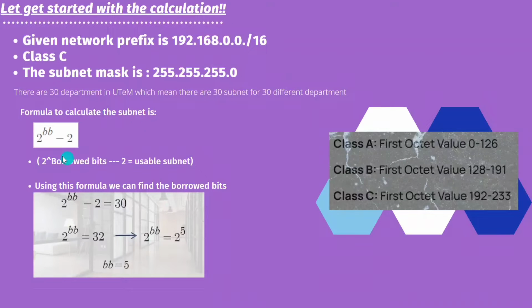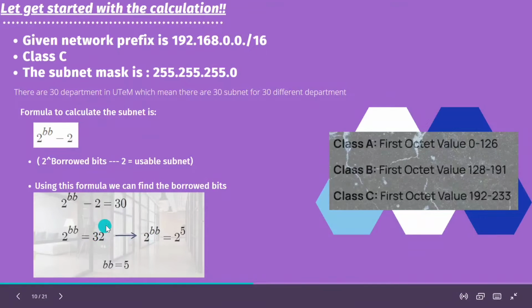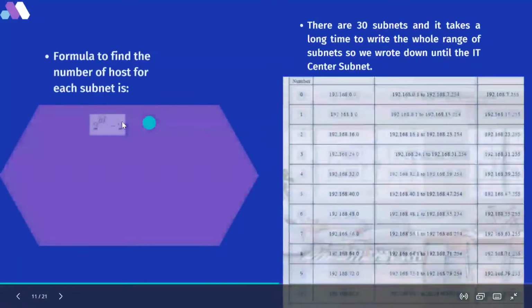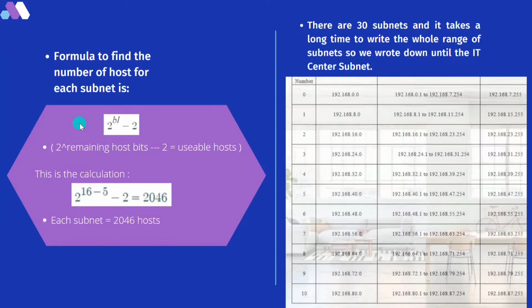So this is the formula to calculate subnets: 2 to the power of borrowed bits minus 2 equals usable subnets. Using this formula we can find the borrowed bits. The formula to find the number of hosts for each subnet is 2 to the power of remaining host bits minus 2 equals usable hosts. So this is the calculation, so that each subnet has 2046 hosts.